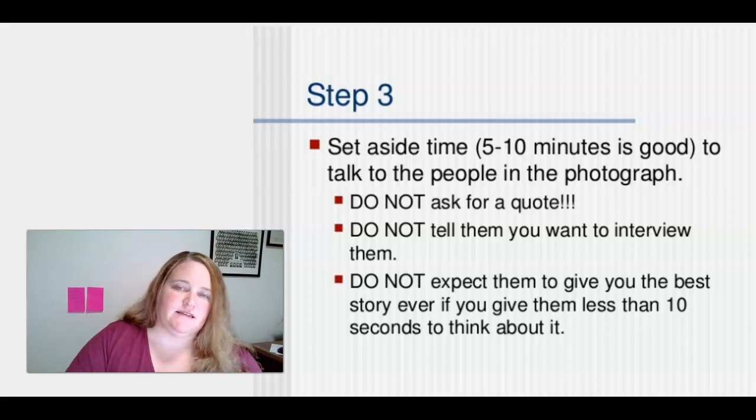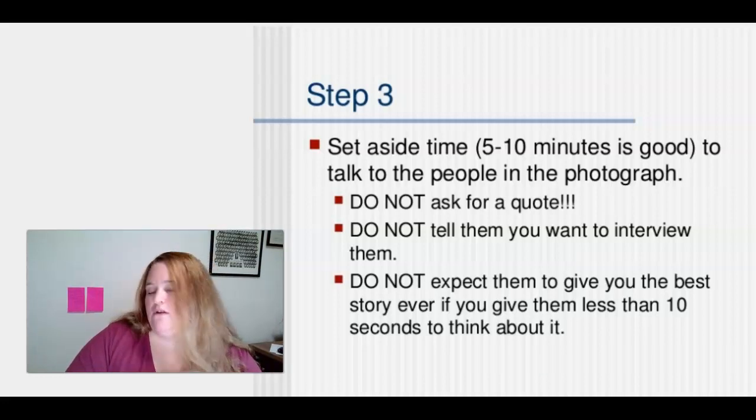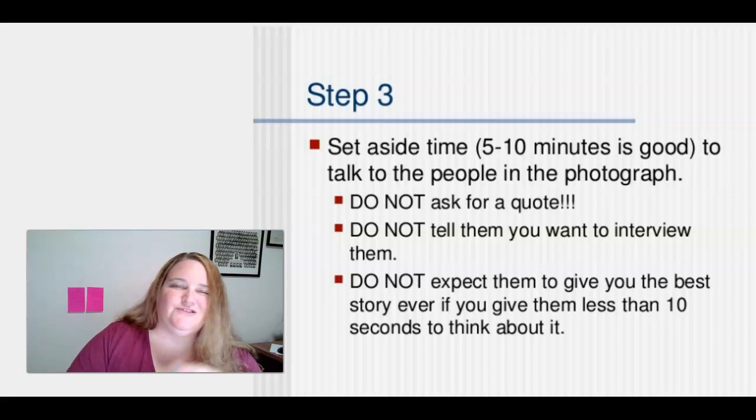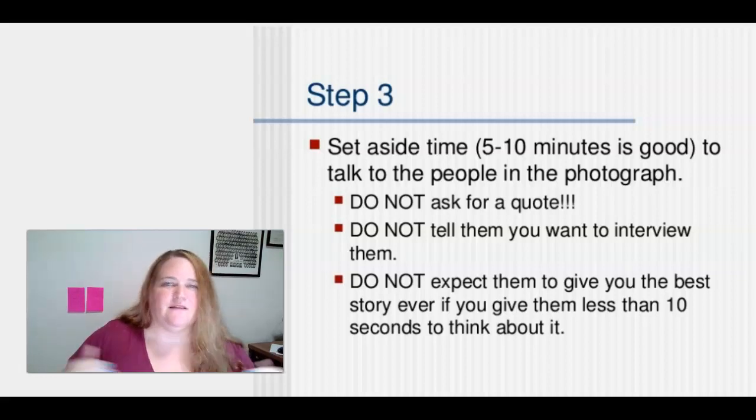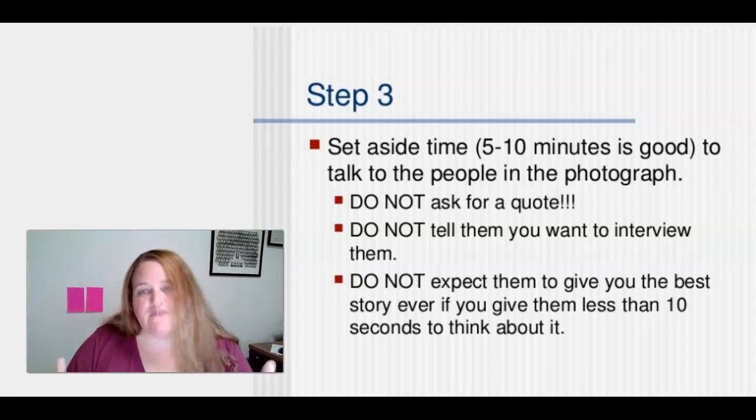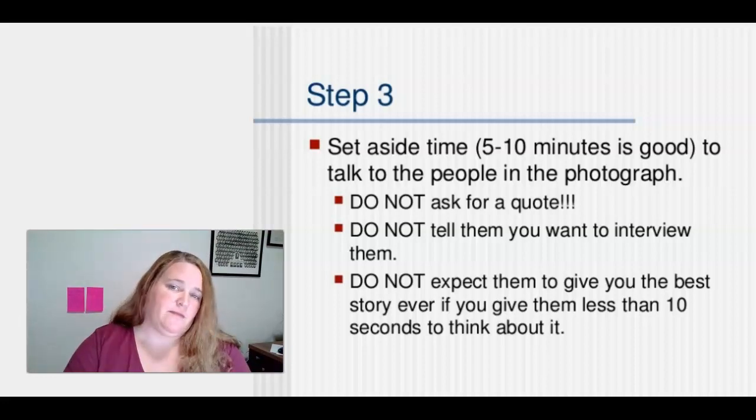If you're talking to somebody that is in the picture, don't ask them for a quote. Don't say you want to interview them. Don't expect them to give you like the best story so that they basically write the caption for you. That's not their job. They're just giving you information. And with that information, you are going to craft a caption.